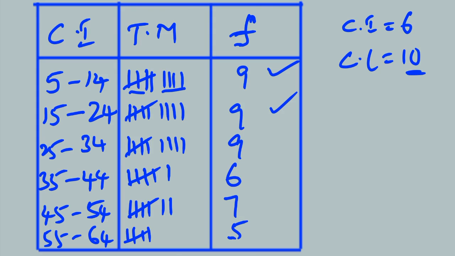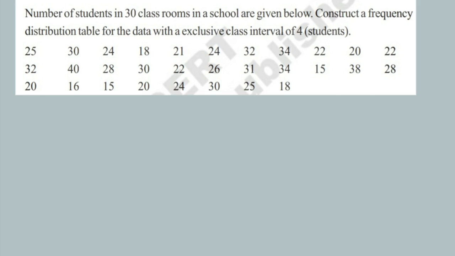We'll go to the next problem. Look at the given problem. The number of students in 30 classrooms in a school are given below. Construct a frequency distribution table for the data with an exclusive class interval of 4 students. So here a total of 30 classrooms are there. In each classroom how many students are there? For example, in the first classroom 25 students, in the second classroom 30 students, like that. For the given data we have to construct a grouped frequency distribution table.